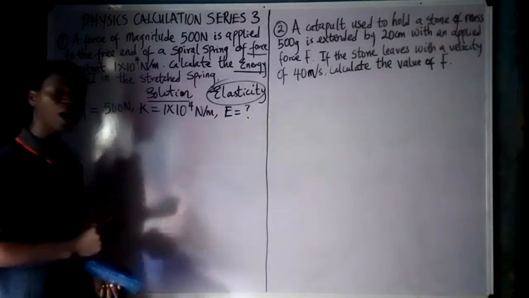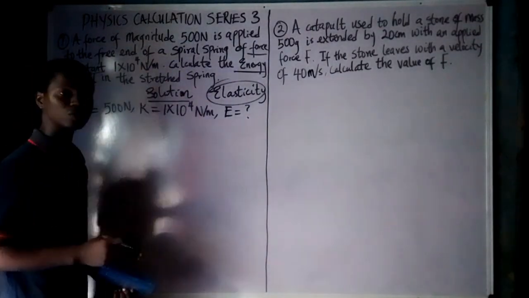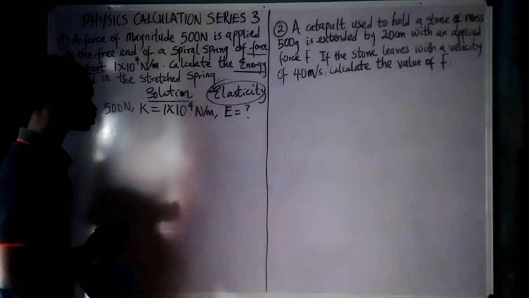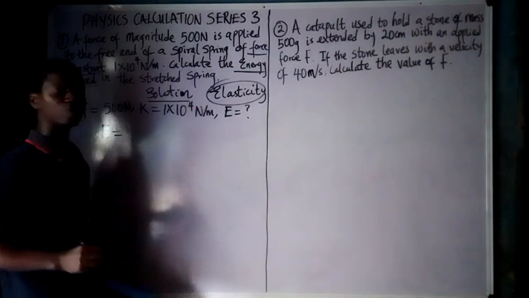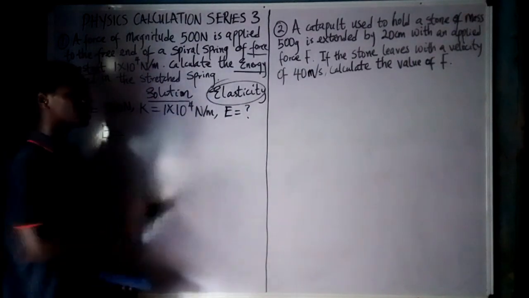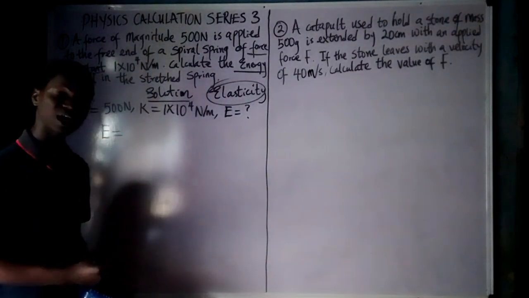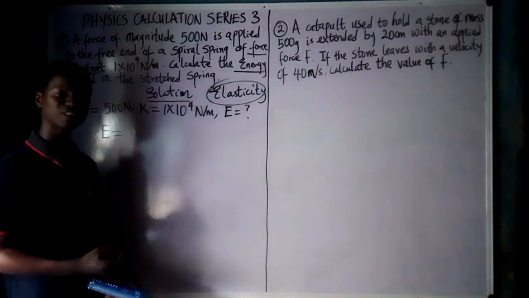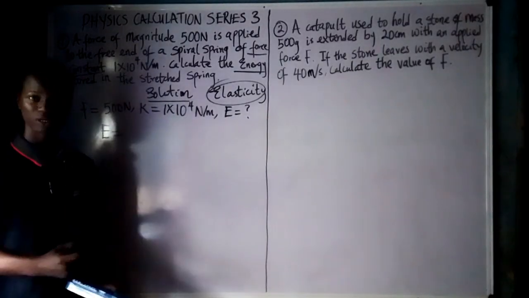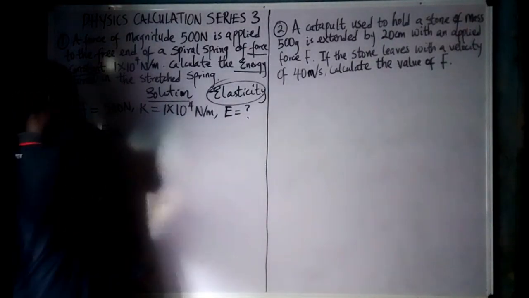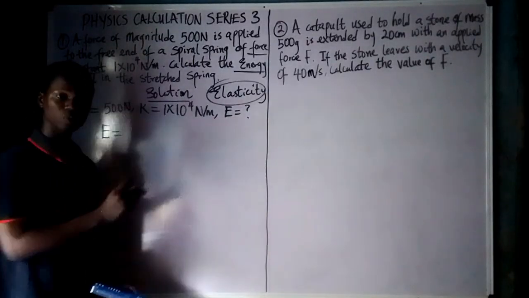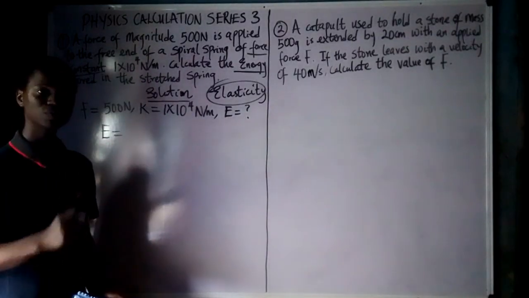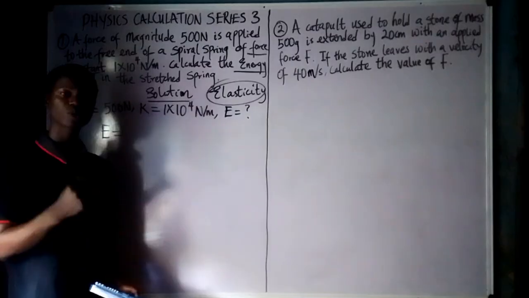So how do we solve if this is all we know or have regarding this very question? We are asked to find energy. Now, is there a formula for energy stored under elasticity? There are many formulas we can use to find the energy stored in a spiral spring. Now, because we're given force and because we're given force constant, the formula we will use will be 1 over 2 F squared over K.